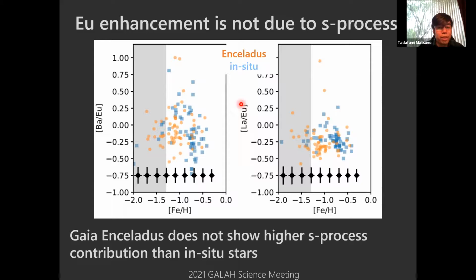And before interpreting the r-process enhancement, we confirmed that this europium enhancement is not due to the s-process by investigating the abundance ratio between s-process elements and r-process elements. The important thing here is that Gaia-Enceladus stars do not show a higher s-process contribution compared to in-situ stars. So the high europium abundance is not due to the s-process, which means it should be caused by the r-process.